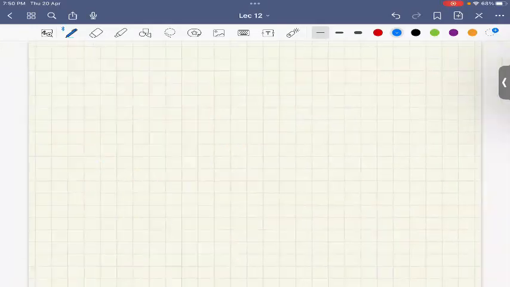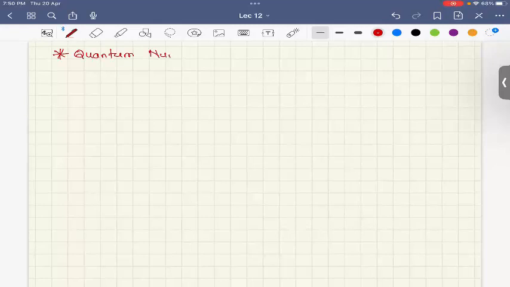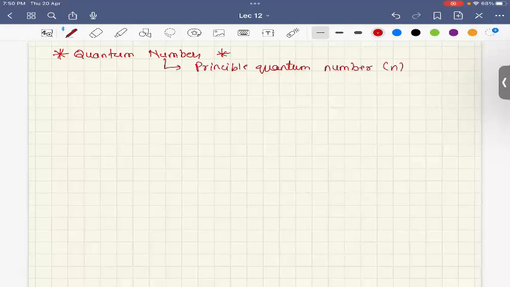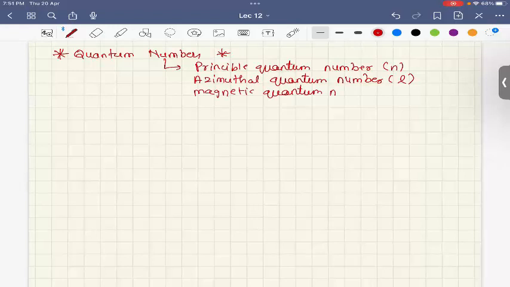So in the next class, I'll give you a brief introduction to quantum numbers. The next topic is going to be quantum numbers, right? So there are 3 quantum numbers. The principal quantum number called n, then the azimuthal quantum number, which is called l, and the last one is the magnetic quantum number, called ml.